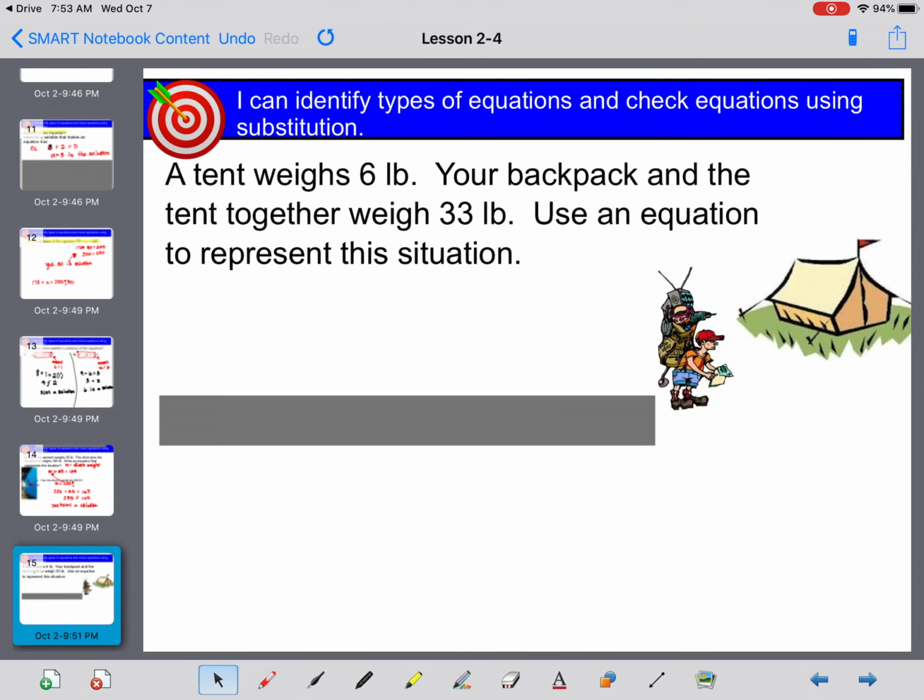All right. Try this example about camping. It's a similar one. Read it twice and then try to write your equation. A tent weighs 6 pounds. Your backpack and tent together weigh 33 pounds. Use an equation to represent the situation. Let's try again. A tent weighs 6 pounds. Your backpack and the tent together weigh 33 pounds. Use an equation to represent the situation.